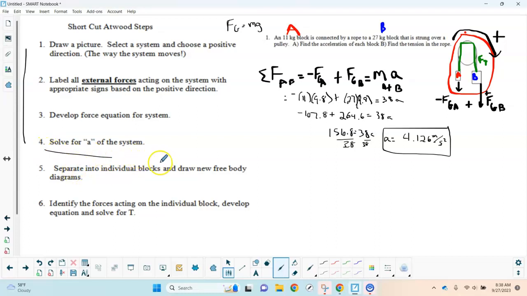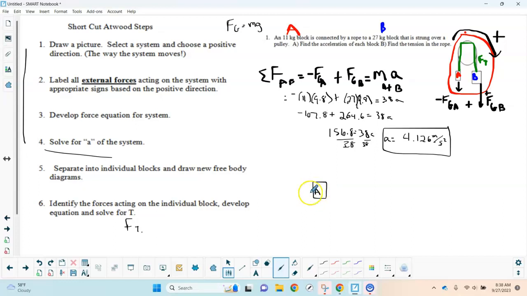Now we're going to separate into individual blocks and then solve for T, which is really Ft, the tension. For this, you can pick either block. It does not make a difference. You just have to draw it correctly, make sure you have the signs right, and then do your work. I'm going to pick block A just because I decided to.